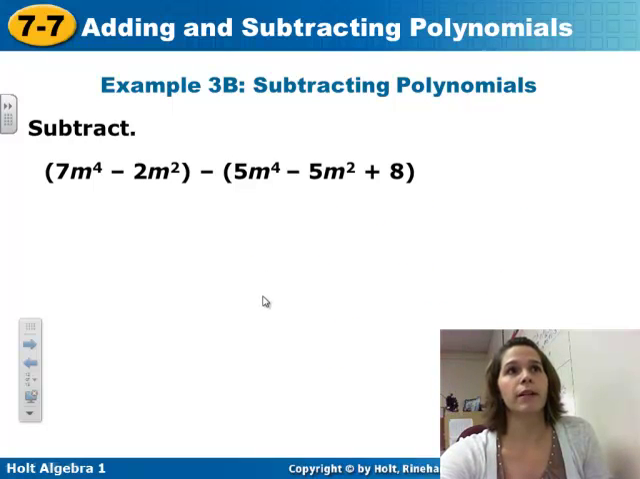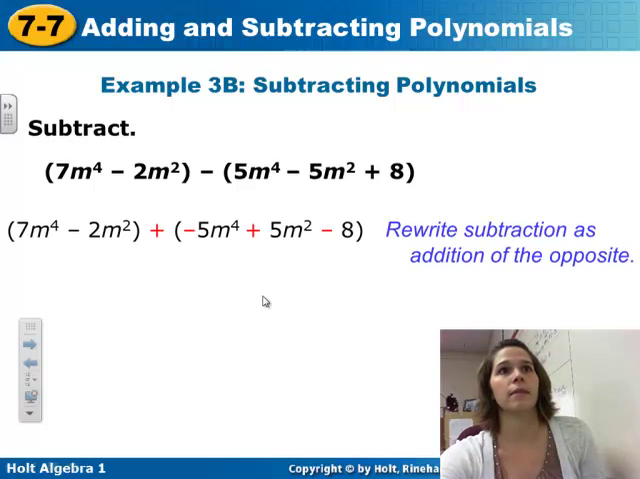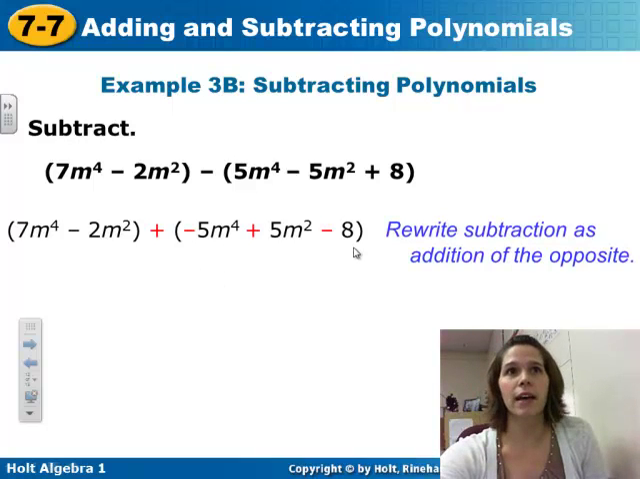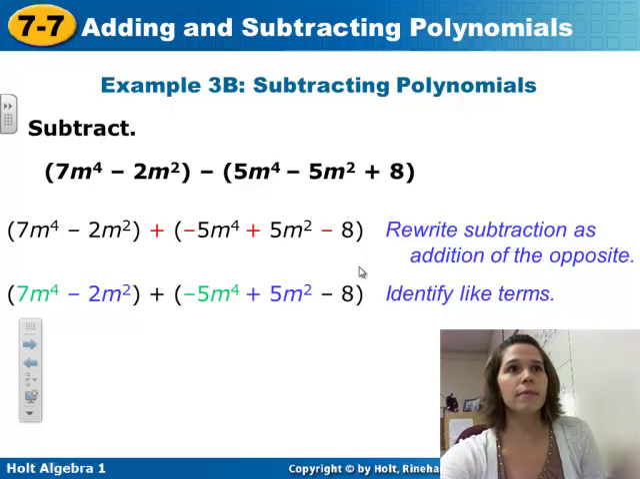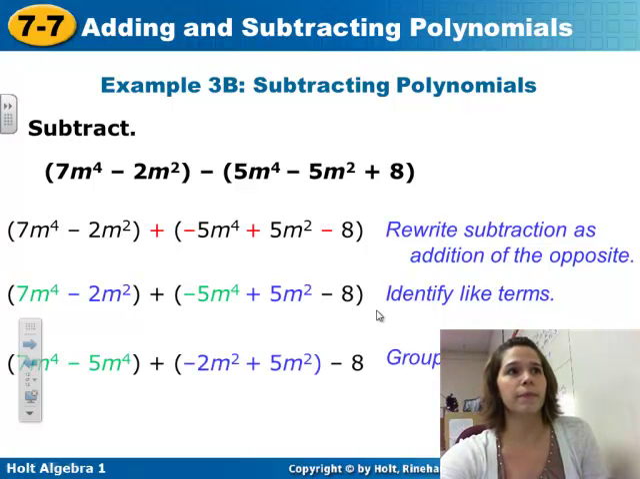7m to the 4th minus 2m squared minus 5m to the 4th minus 5m squared plus 8. Let's distribute that negative. Okay, so I've changed all of the signs inside my second polynomial. You notice it's just opposite signs when you distribute a negative. And now I can look for my like terms. I've got m to the 4ths and I've got m squared. My minus 8 all alone is going to hang out at the end. So let's rearrange it to group them.